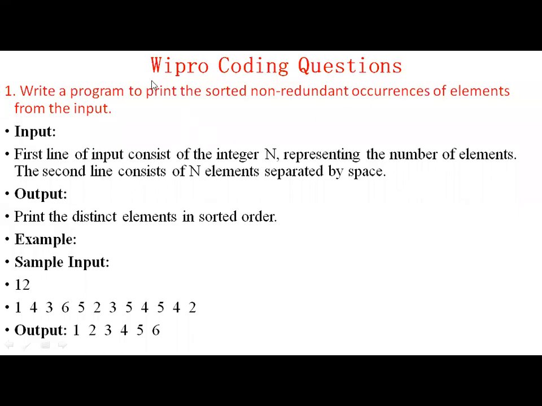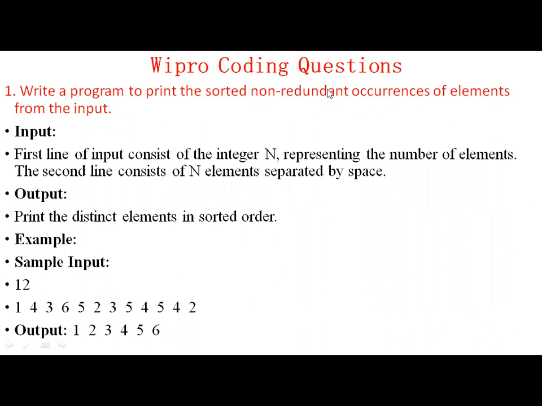Yeah, good evening. Today we'll try to solve Wipro previous coding questions. The first question is, write a program to print the sorted, non-redundant occurrences of elements from the input. So here the text to be underlined is sorted, non-redundant occurrences of elements.